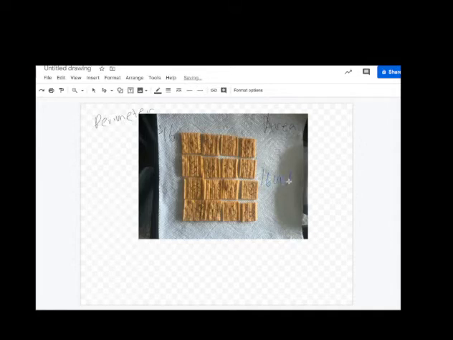The perimeter is 16 units. It won't always work out that way, my friends, but in this case, the perimeter and the area are the same. That's probably because it's a perfect square.